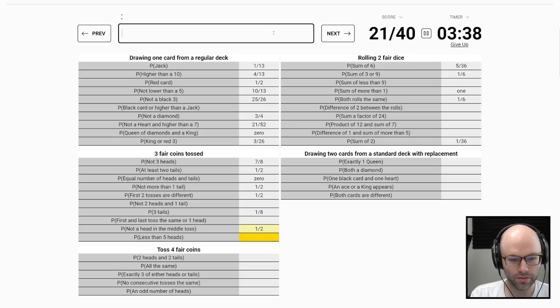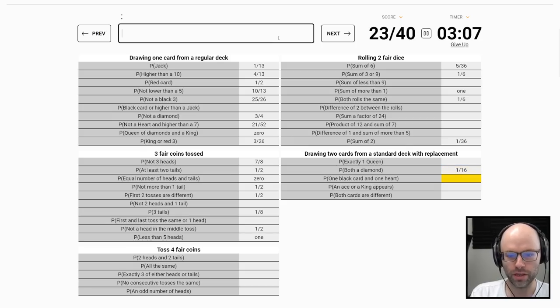What are the odds you don't get a head in the middle? 1 in 2. What are the odds you get less than 5 heads? 1. Okay, you're drawing 2 cards from a standard deck with replacement. What are the odds you get exactly 1 queen? It's 1 in 13 plus or minus 1 in 13. 0. Okay, what are the odds they're both diamonds? That's a 1 in 4, brother. Sorry, that's a 1 in 16.